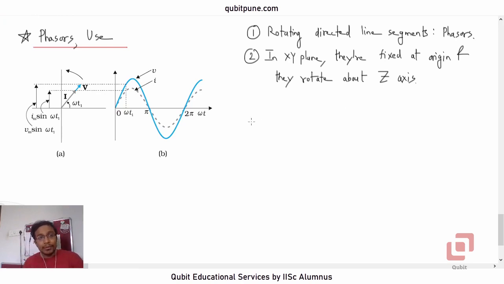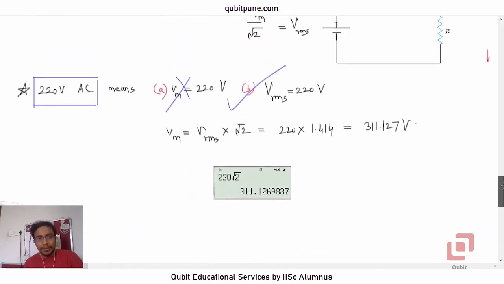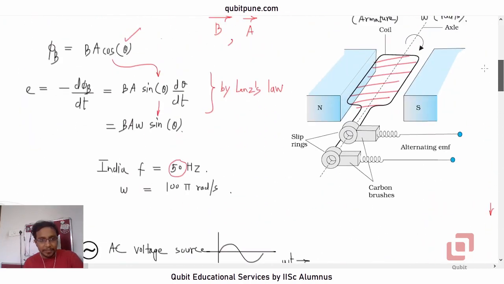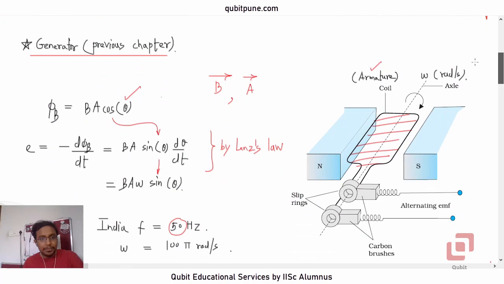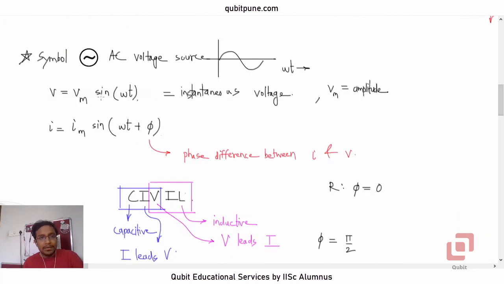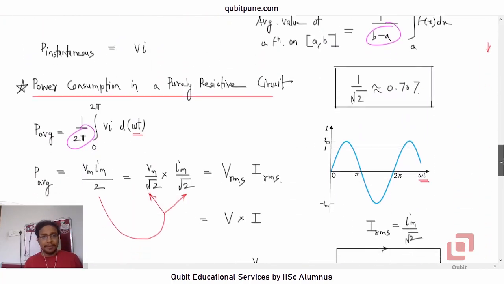So what is the purpose? First of all, we'll talk about how fast or how slow these phasors rotate. Their angular speed, the speed of rotation of any phasor, is omega. Which omega? The same omega which we talk about here: V is equal to Vm sin omega t, and I is equal to Im sin (omega t plus phi), this omega, correct? Okay.